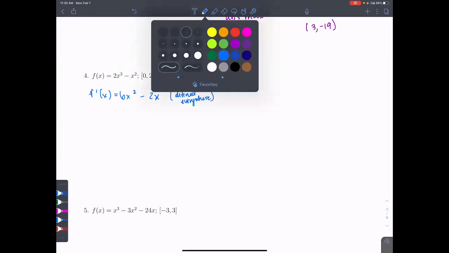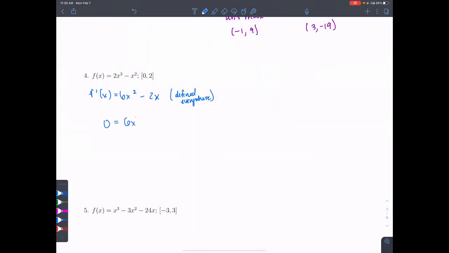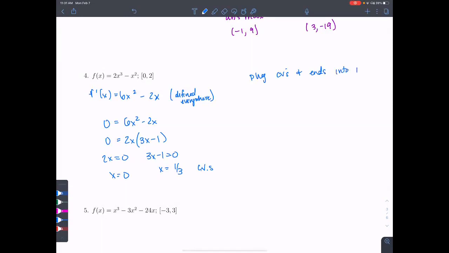So we have then 0 equals 6x squared minus 2x. I'm going to factor 2x out of that, so I have 2x times 3x minus 1. Set each factor equal to 0, so 2x equals 0, so x equals 0, and 3x minus 1 equals 0, so x equals a third. Those are our critical values. You're going to plug them into f with those endpoints for absolute extrema.